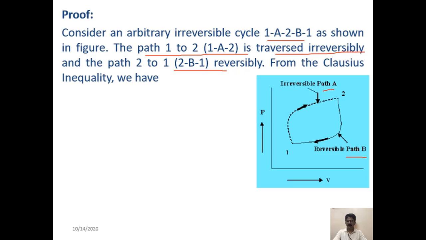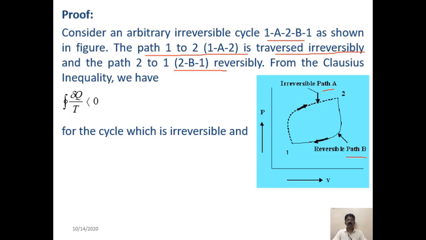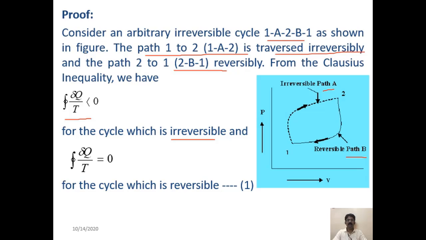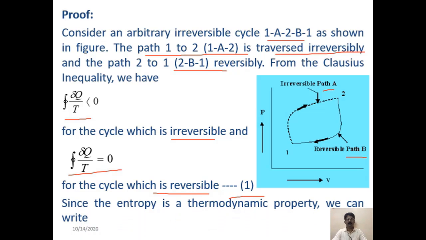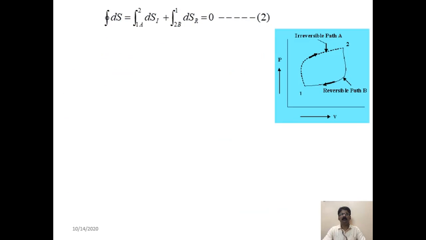Now from the Clausius inequality we have the cyclic integral of del q by t is less than 0 for an irreversible cycle, which we proved in one of the previous lectures, and the cyclic integral of del q by t is equal to 0 for a reversible cycle. These two conditions we can take as equation number 1. Now since entropy is a thermodynamic property, the entropy change for the cycle is nothing but the entropy change for the path 1a2 plus the entropy change for the path 2b1. Here ds suffix I is for the irreversible path, and R is for the reversible path. You can take this as equation number 2.